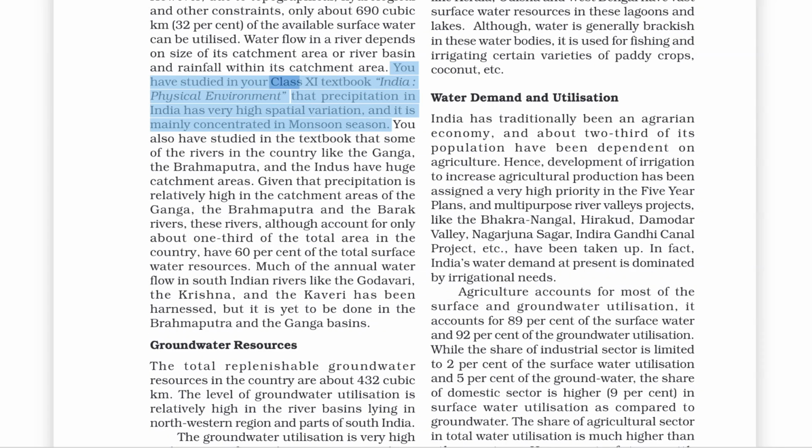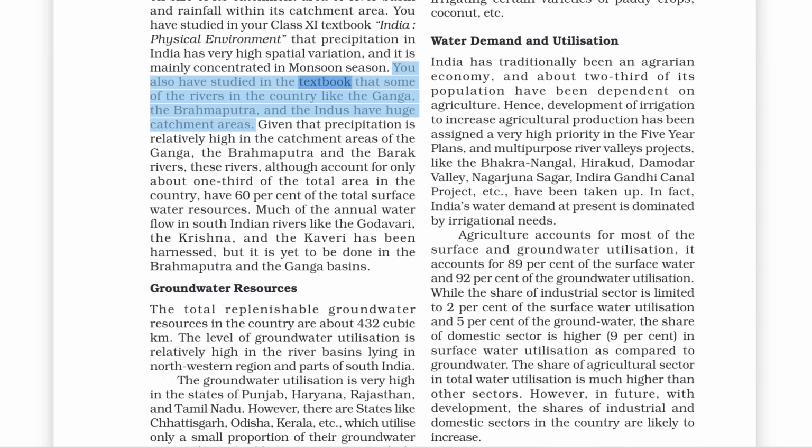You have studied in your Class 11 textbook, India, Physical Environment, that precipitation in India has very high spatial variation and it is mainly concentrated in monsoon season. You also have studied in the textbook that some of the rivers in the country like the Ganga, the Brahmaputra, and the Indus have huge catchment areas.